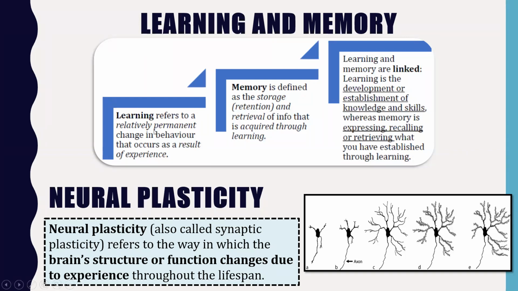Number 1, learning refers to a relatively permanent change in behavior that occurs as a result of experience. If we ever ask you, or if Vika ever asks you to define learning, this is the definition you want to be giving, okay? Because this is the definition that contains the 2 key words: number 1, relatively permanent change in behavior; number 2, as a result of experience. We can't learn anything just by sitting in our beds all day. We have to go out. We have to experience things in order to learn from them.